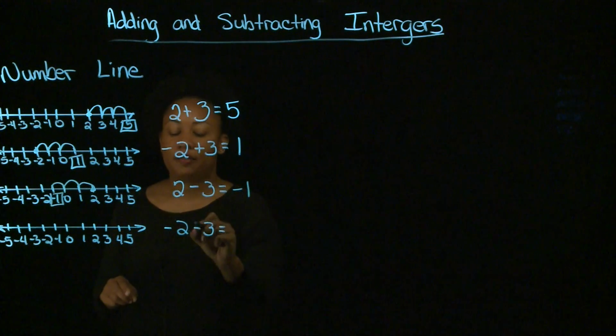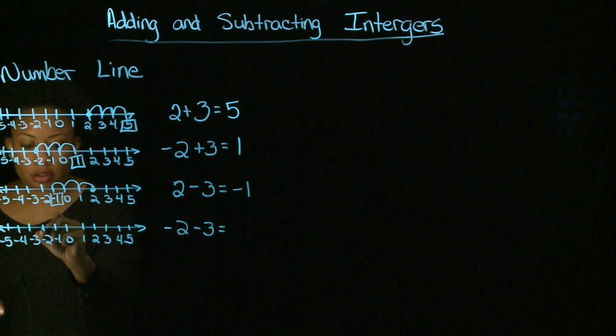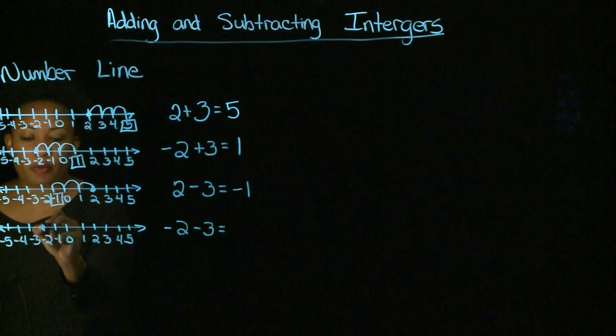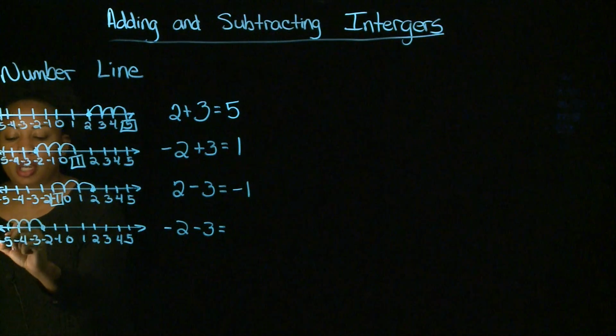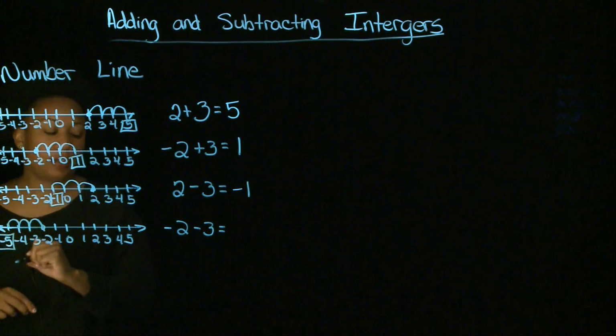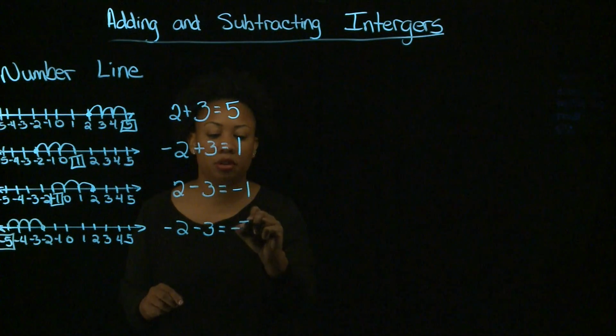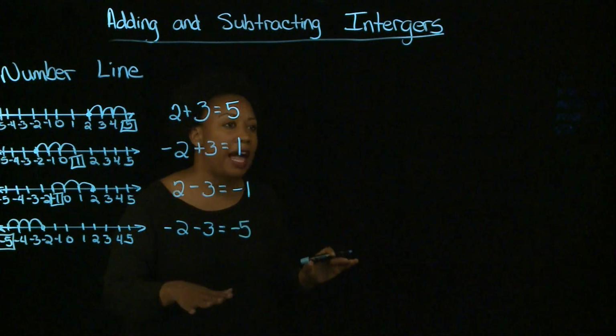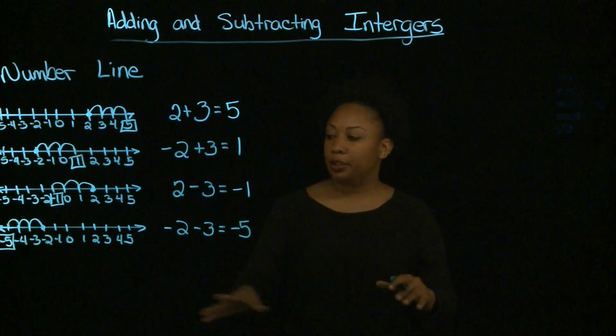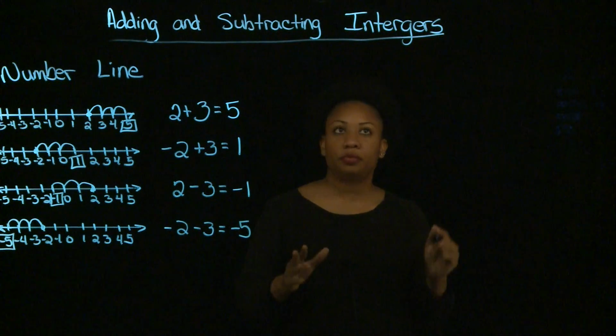And then we have negative 2 minus 3. So we're at negative 2, and we go back 3. And that's going to put us at negative 5. So that's how you add and subtract integers using the number line.